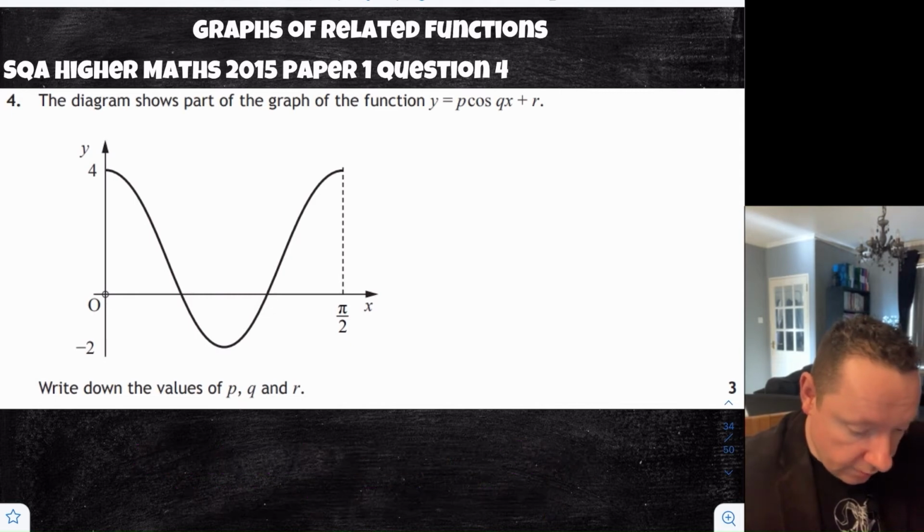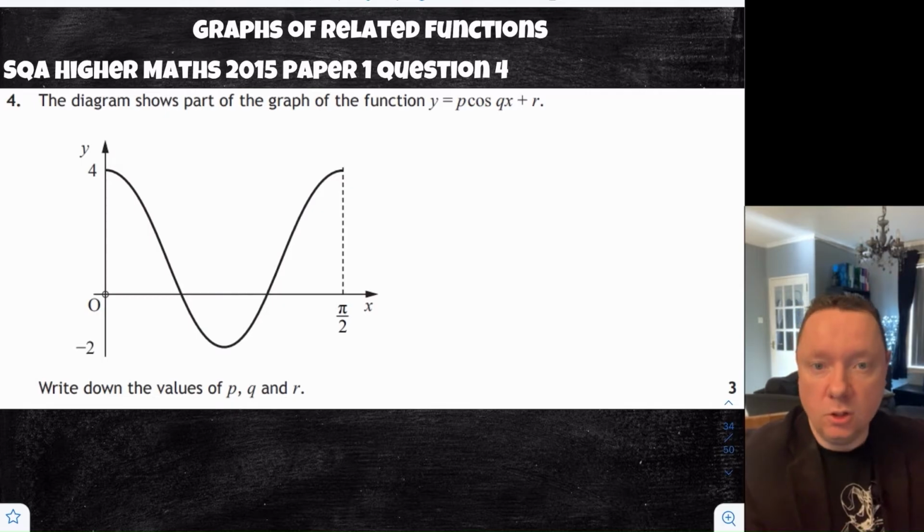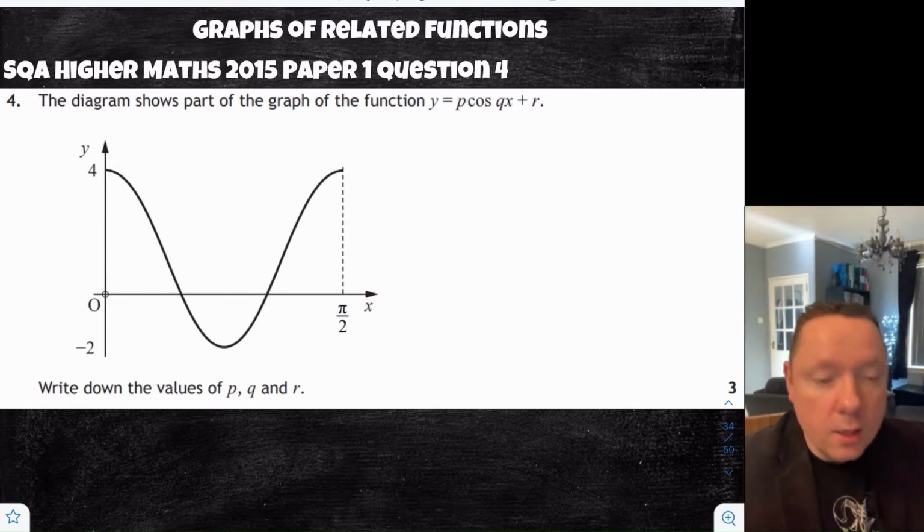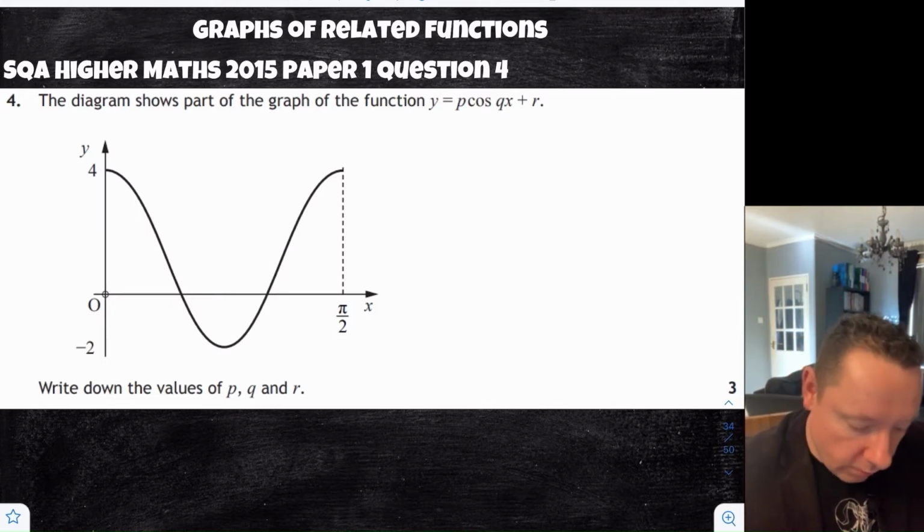Now related functions. SQA Higher Maths 2015, paper 1, question 4. The diagram shows the graph of a function y equals p cos qx plus r. So it's a trig graph. Write down the values of p, q, and r. Okay, so we need to start off with what this function is.